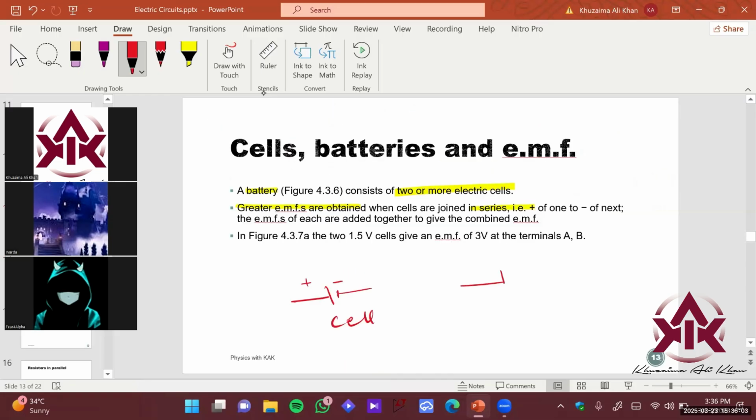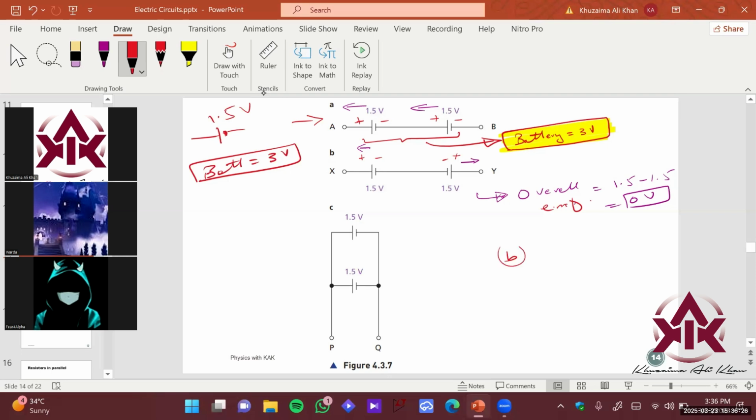If you have cells in this configuration, right? This is V1, this is V2, this is plus plus. So if you want to convert this into a single battery and find the overall V of this battery, that is going to be simply V1 plus V2, right? This is case one.